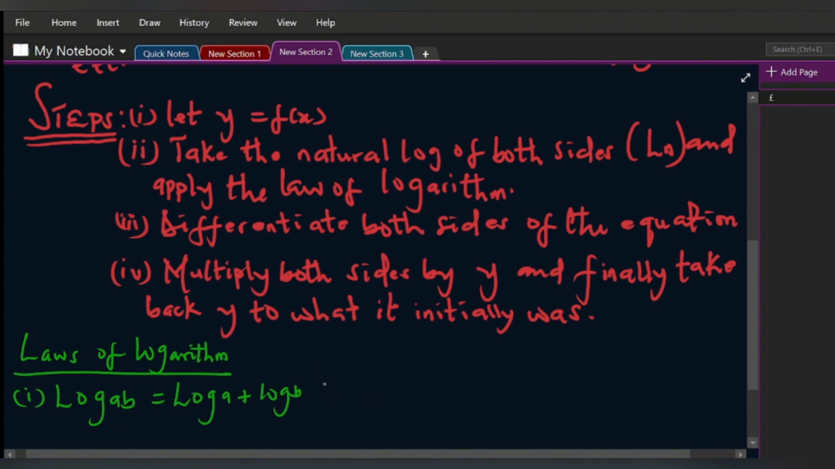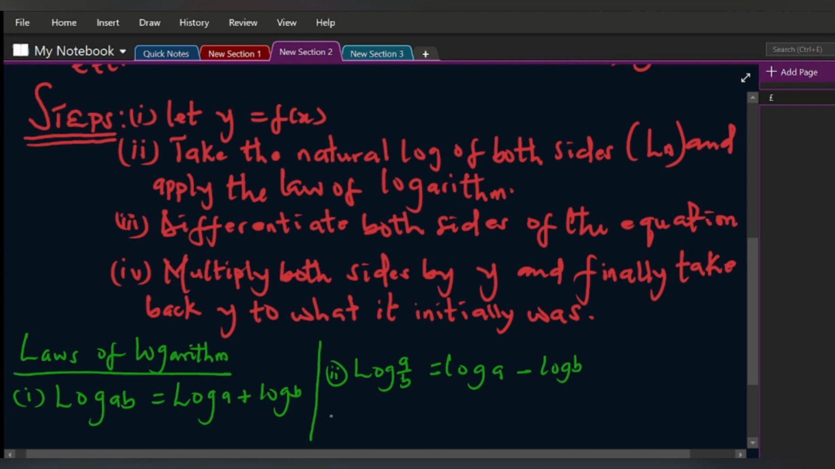Rule 2. Log A over B, which is the quotient rule of logarithm. It states that when you have two different expressions dividing each other under the log sign, you can split them as log A minus log B.